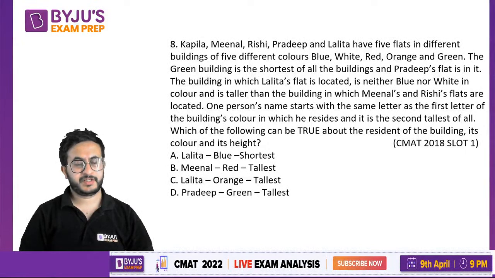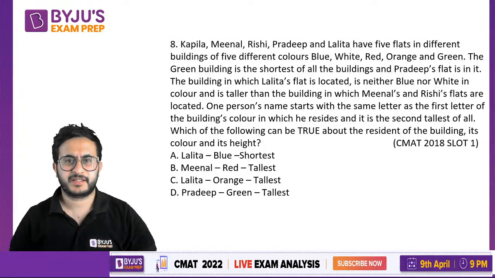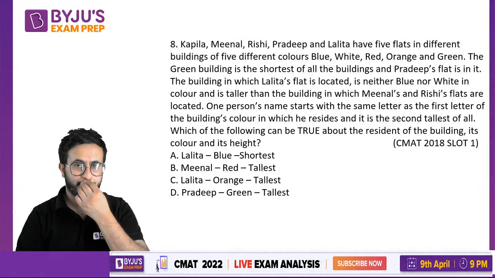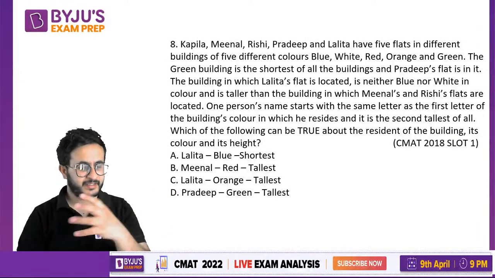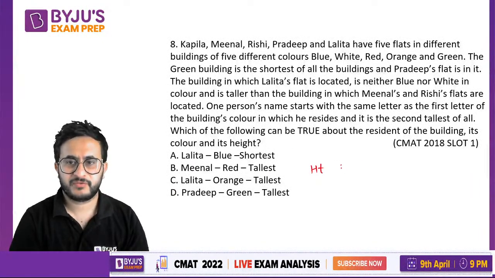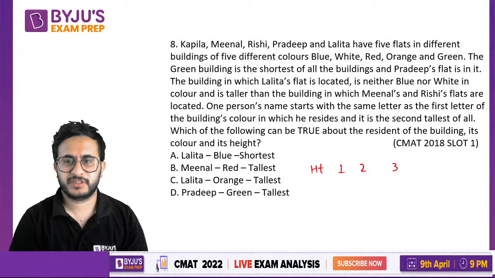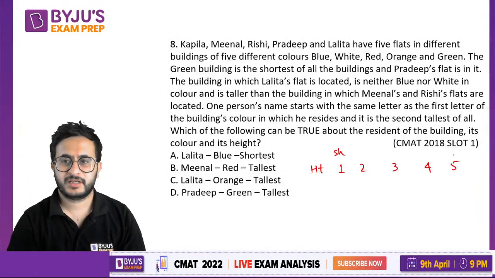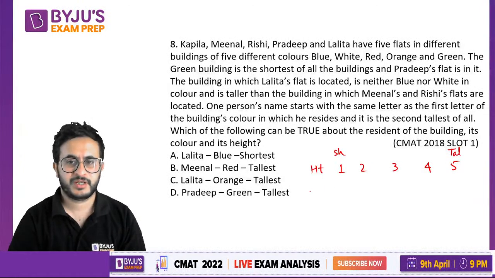Anyone done this? So we are given that there are five people and they have five different colored houses. Okay, so let us see. We are given that they are in increasing order also. So let us put the height as 1, 2, 3, 4, 5. Right? So that means this is the shortest and this is the tallest. Okay. Then you can put the number and name and the color.